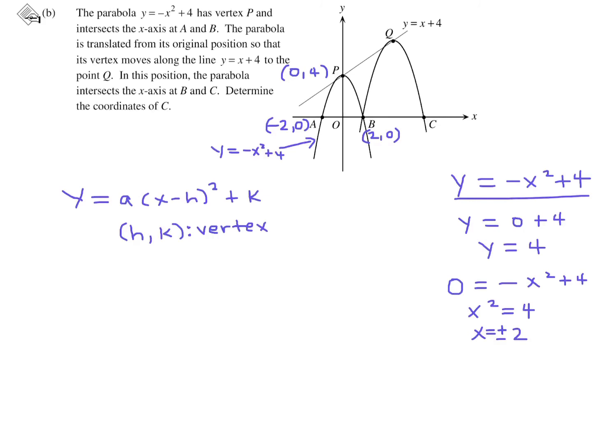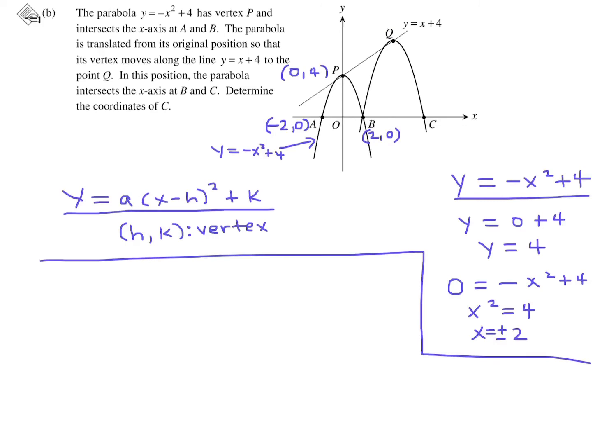Now let's turn our attention to the rest of the question, which is now you're moving this parabola along this line so that the vertex now becomes at Q. Okay? So now this is the second part of the question. Once you translate the parabola, it will move according to the way they've shown it. And the only thing that changes is the vertex, right, in this equation. But the coefficient A will not change because you're not stretching it. You're not pulling it apart or narrowing it.